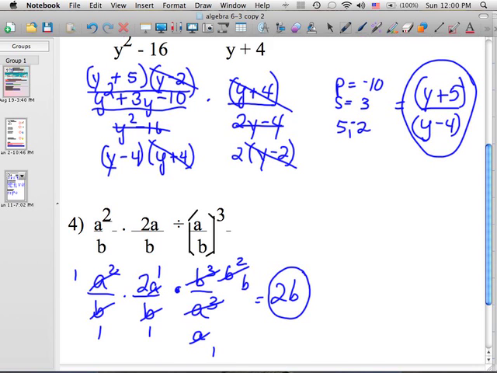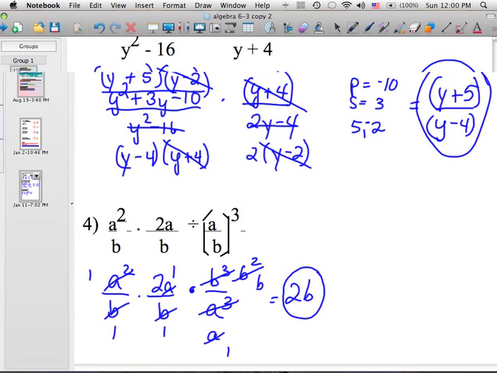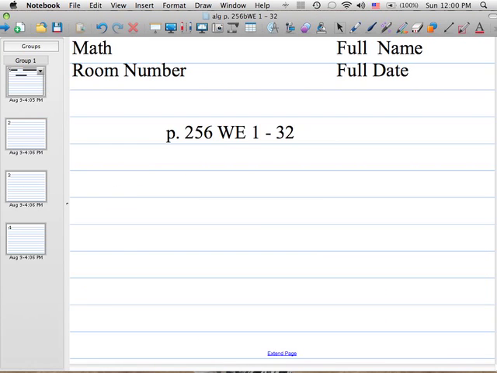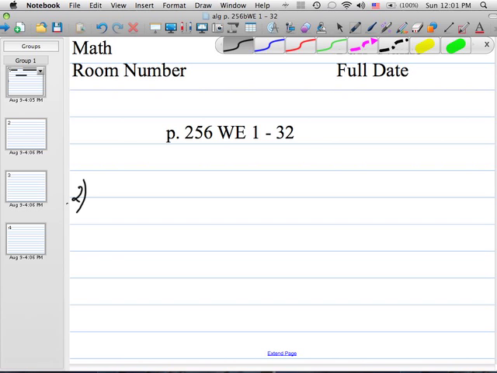That concludes the explanation. We're ready to start the assignment. So have your paper out and your books open, page 256, problems 1 to 32. Put your heading down, fold your paper in half, and we're starting with problem number 2 on 256. It says divide and give your answer in the simplest form.